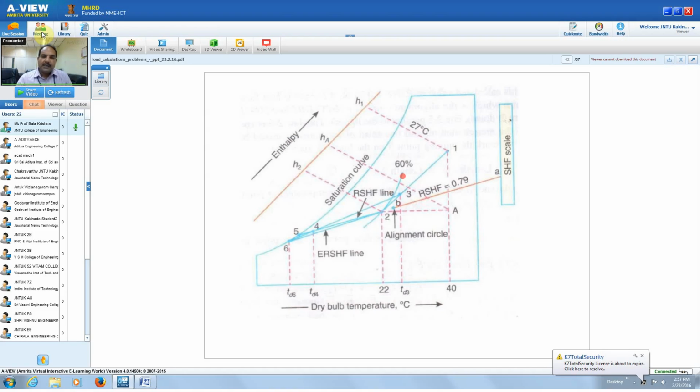This is 60%. So this 60% line and this 22 degree DBT line coincide somewhere. These two coincide at this point. This is point 2. Okay, point 1 is here and point 2 is here. Then you can draw the line from point 1 to 2. Then the next point.